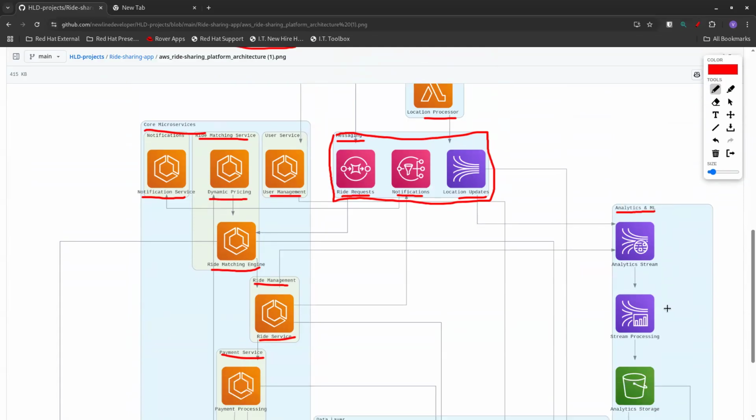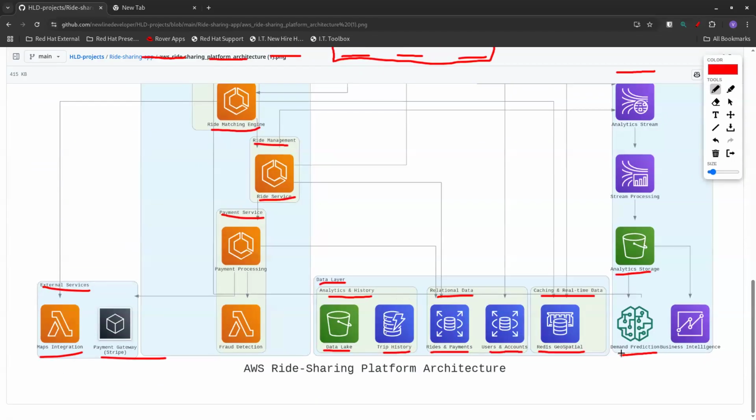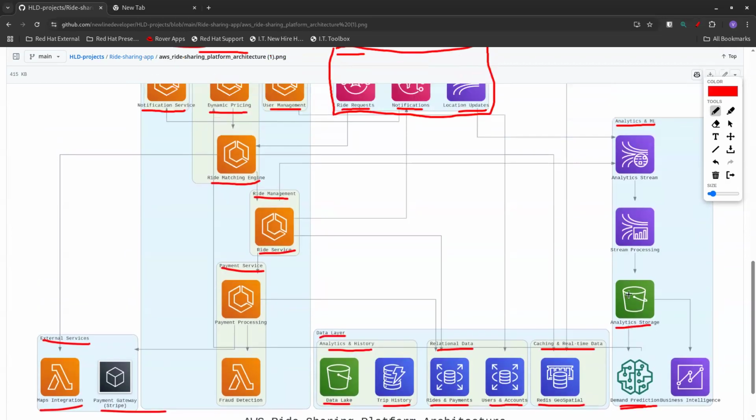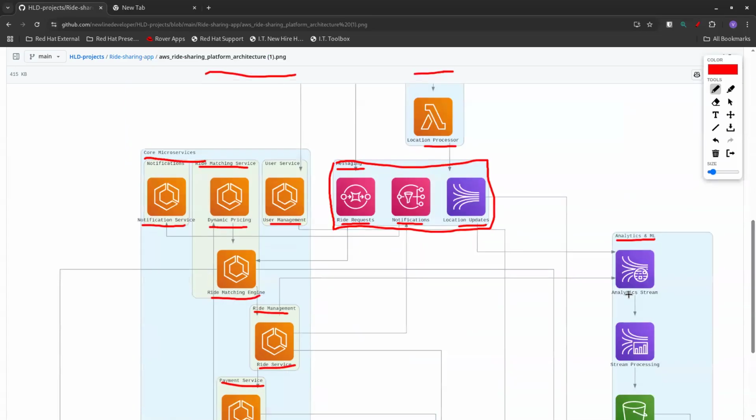We need an analytics stream, Kinesis stream processing, and analytics storage. We need that, and on-demand SageMaker models also. That will help us get the data and estimate the price or duration, everything. It will help us estimate it. So these are the services we need for a ride sharing application.